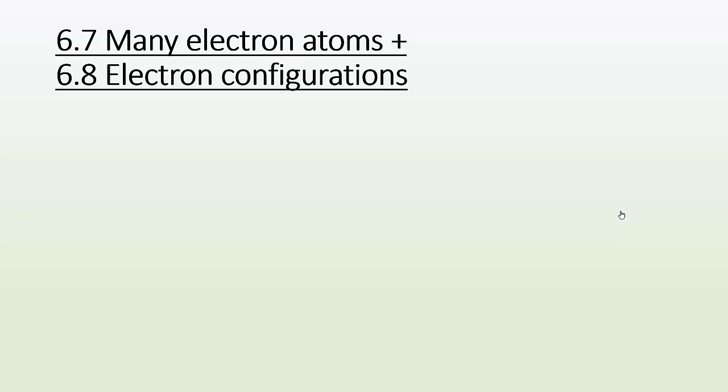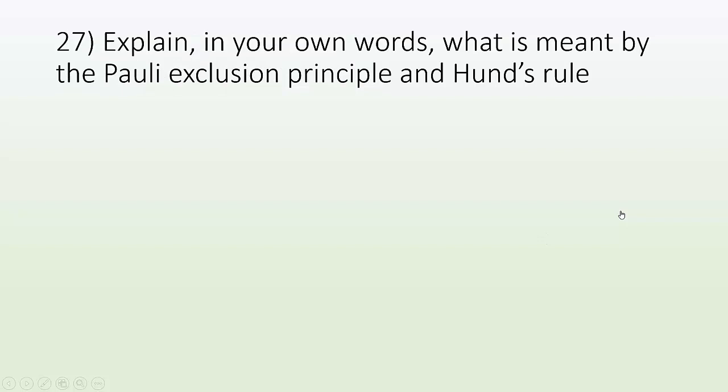This time we're going to take a look at 6.7 and 8 problems where we look at many electron atoms and electron configurations. All right. Explain in your own words what is meant by the Pauli exclusion principle and Hund's rule.